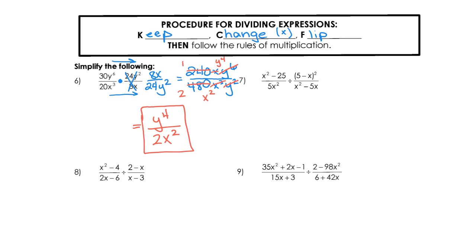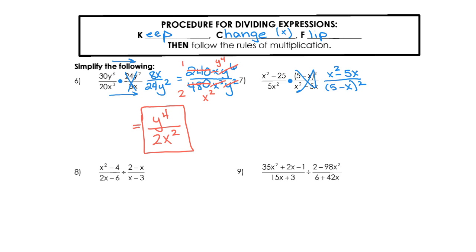Okay. Next one up in number 7. So now we're back to having binomials here. And so we have to make sure that we factor them before we cancel anything. Okay. We're going to go ahead and do the same first step. We're going to change that division sign to a multiplication dot. And I'm going to flip the second fraction. Okay, and now I'm going to go ahead and factor anything I can possibly factor.